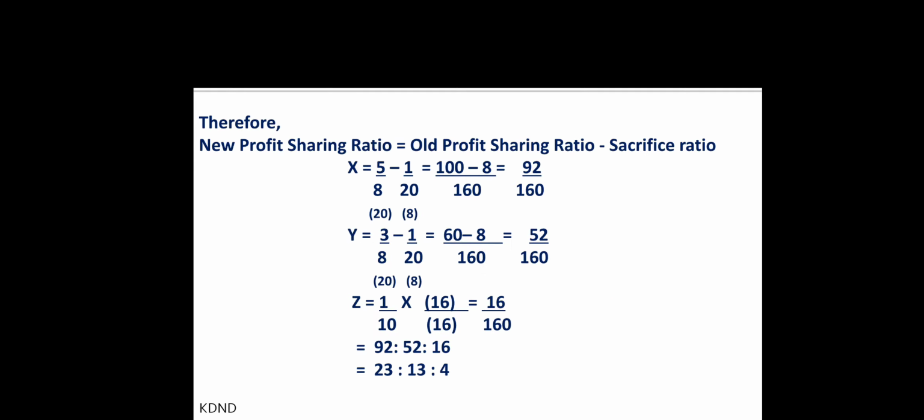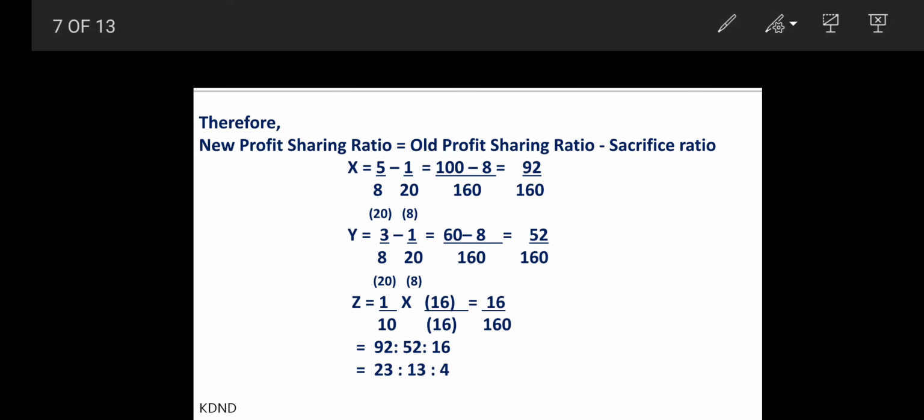the old partner share. Therefore, new profit sharing ratio is equal to old profit sharing ratio minus sacrifice ratio: 5/8 minus 1/20, and similarly for Y 3/8 minus 1/20, and for Z we don't have to subtract. By taking the LCM of 160 we got 92/160. For Y also we got 52/160, and for Z we have to just equalize the LCM. Listen carefully, we have to equalize the LCM.